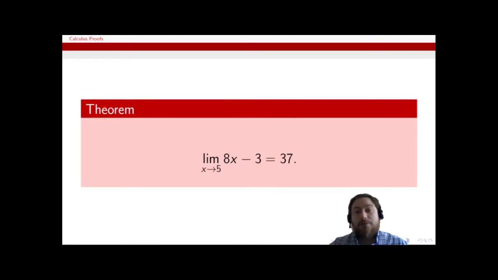We'll just start off with, let's show that the limit as x goes to 5 of 8x minus 3 is equal to 37. We'll go through and talk about epsilons and deltas, and we'll make our way through the whole proof showing that this is indeed true.